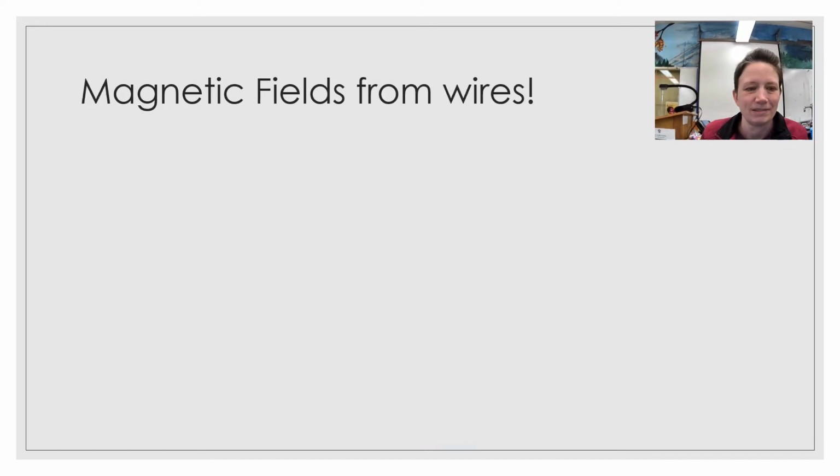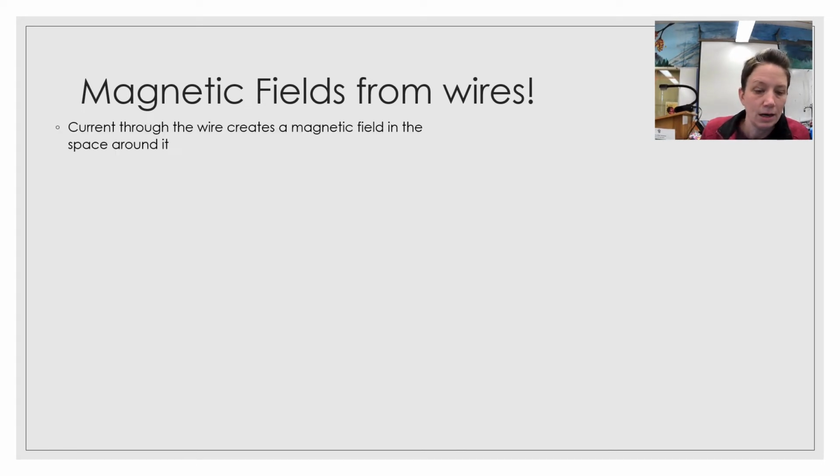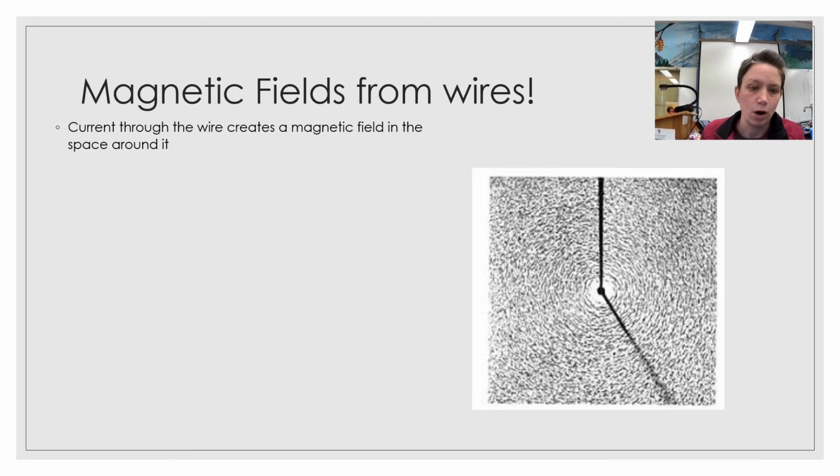So while the magnetic field created by permanent magnets is complicated, it turns out it's simpler to describe the magnetic field from wires. So we do have an equation that lets us calculate the magnetic field strength from a current carrying wire. As we described earlier, anytime you have a wire with a current flowing through it, we are going to create magnetic fields in the space around that wire.